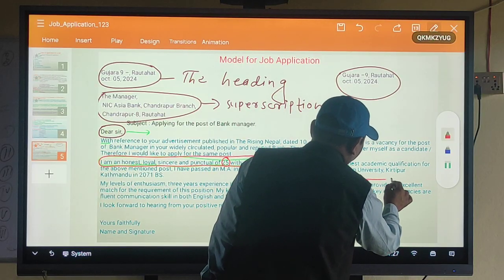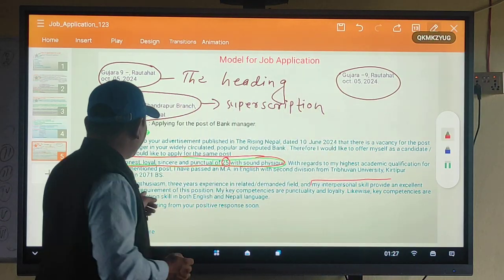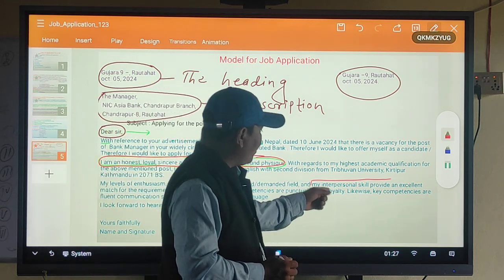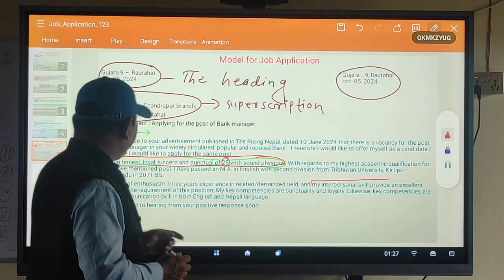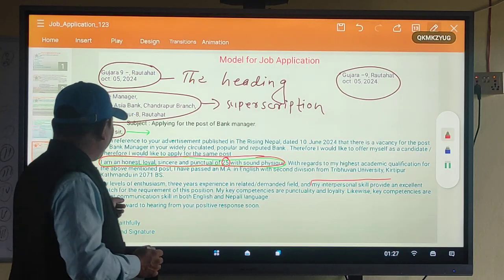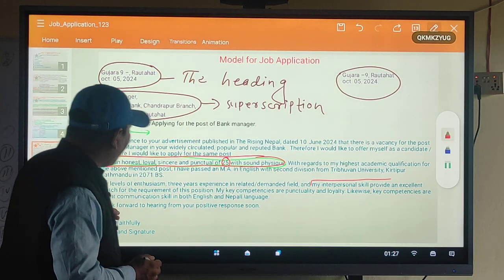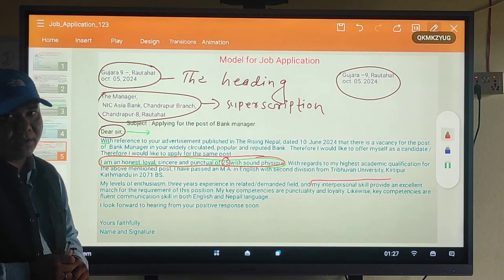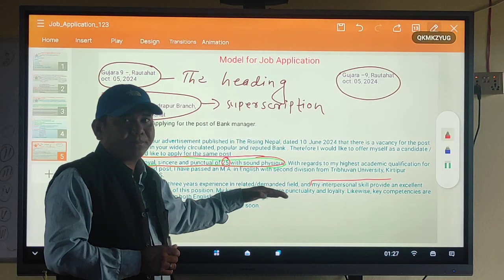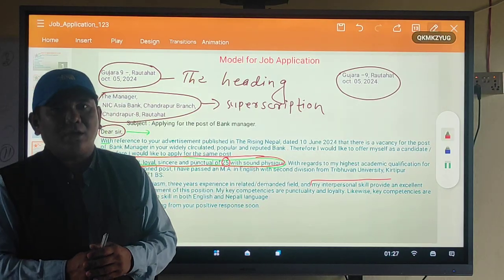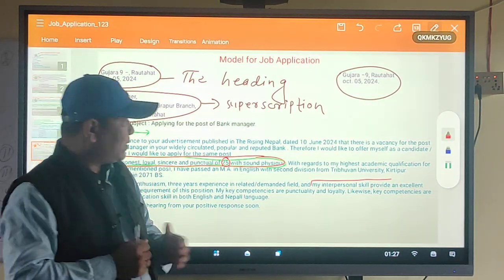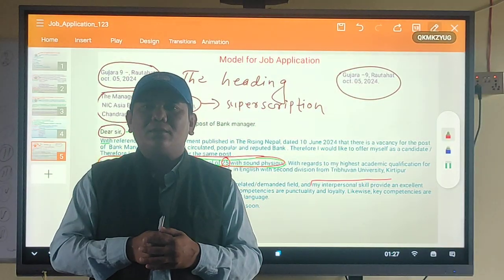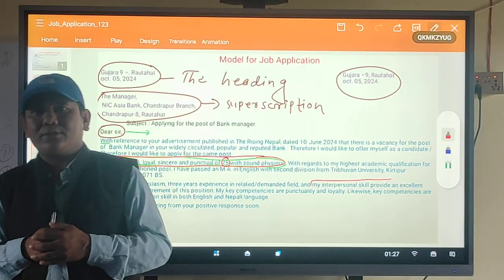My interpersonal skill provides an excellent match for the requirement of this position. My key competencies are punctuality and loyalty. Likewise, key competencies are fluent communication skill in both English and Nepali language. These all come under the interpersonal skill of an applicant.